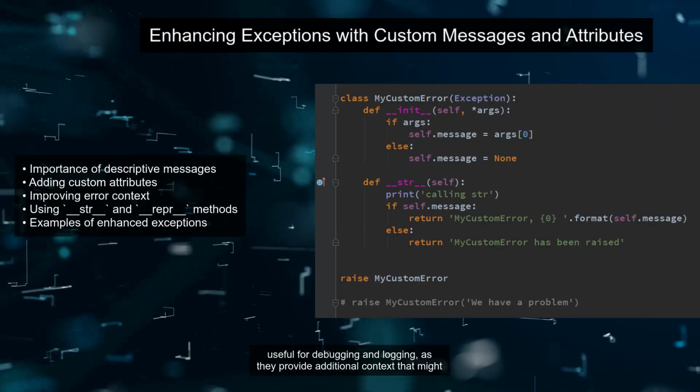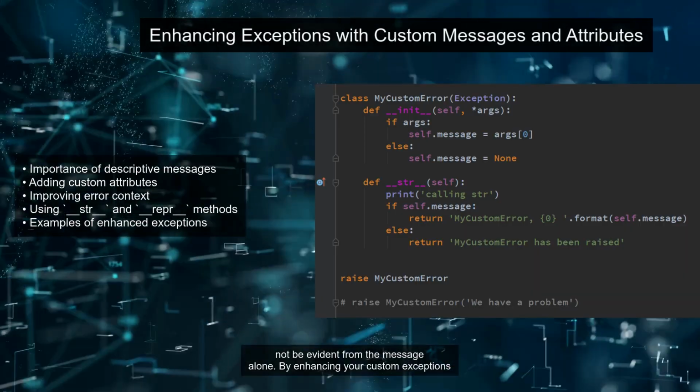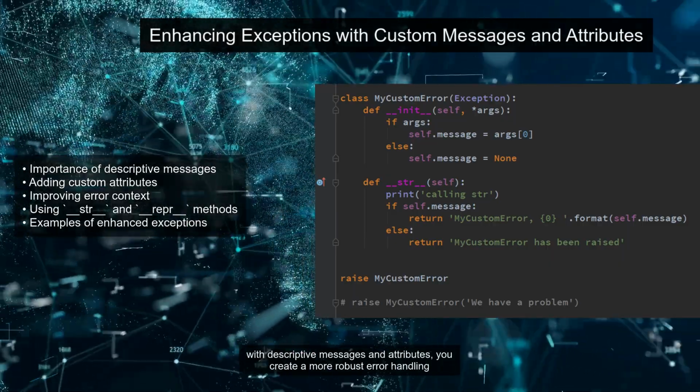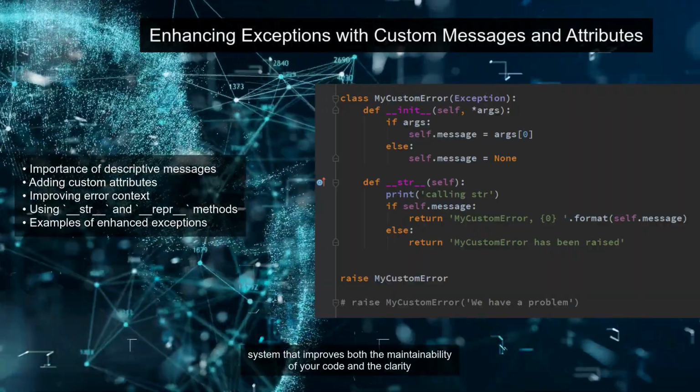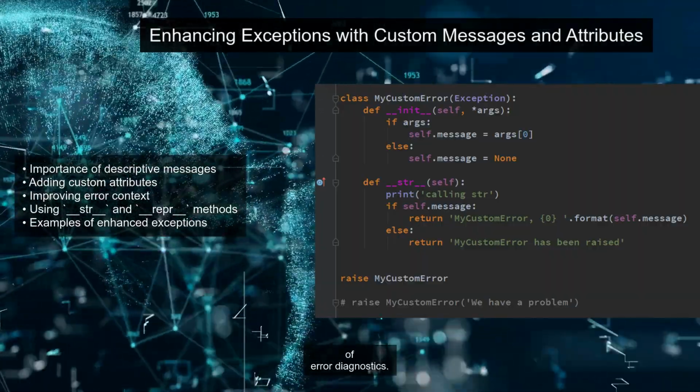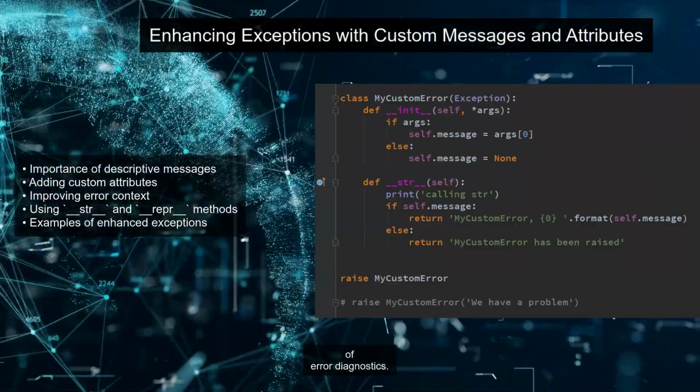These attributes can be incredibly useful for debugging and logging, as they provide additional context that might not be evident from the message alone. By enhancing your custom exceptions with descriptive messages and attributes, you create a more robust error handling system that improves both the maintainability of your code and the clarity of error diagnostics.